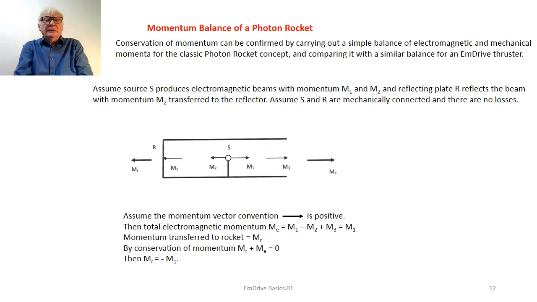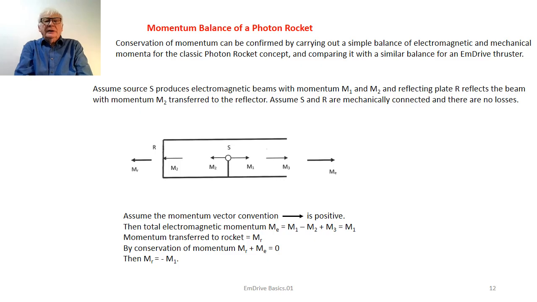For this diagram, we will assume the vector convention of right is positive. If we define the total electromagnetic momentum as ME, you can see that ME is going to be M1 minus M2 plus M3, which is the momentum of the electromagnetic wave that's been reflected from the reflector R, where it was M2, and it's now coming out of the open-ended waveguide as M3.